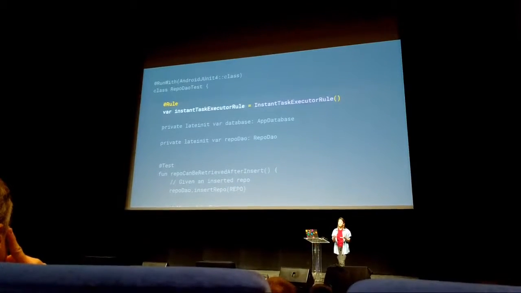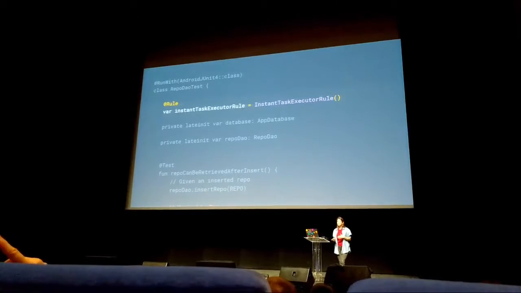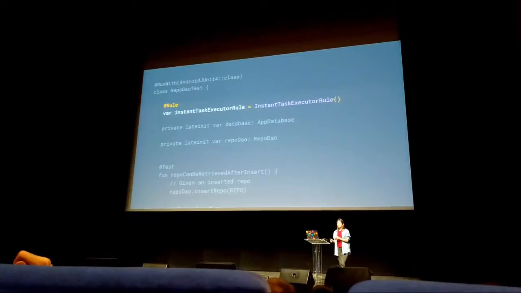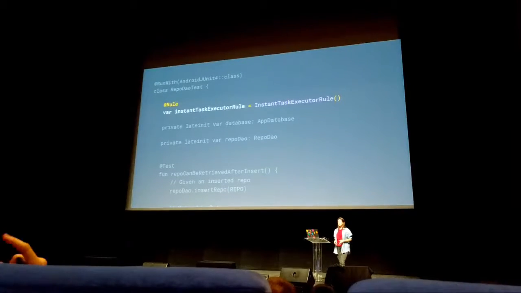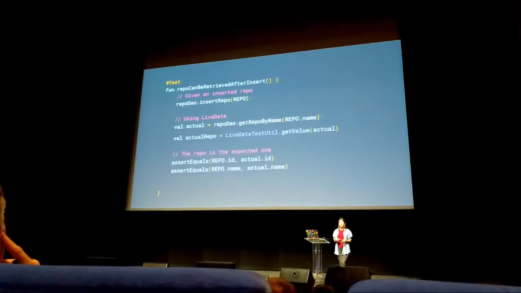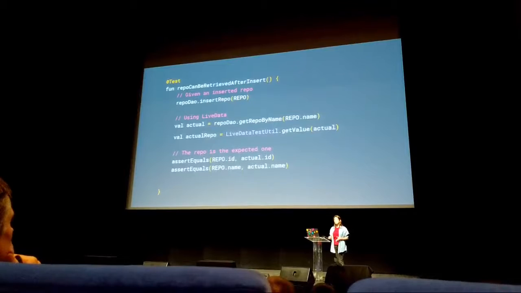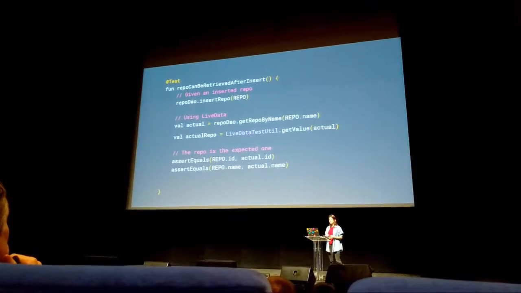Because by default live data will work on the background thread, we want to make this a synchronous operation. So this instant task executor rule will replace the executor that architecture components is using under the hood with a synchronous one. This means that afterwards you can easily get the value that was emitted by the live data and check that indeed that is the requested one.